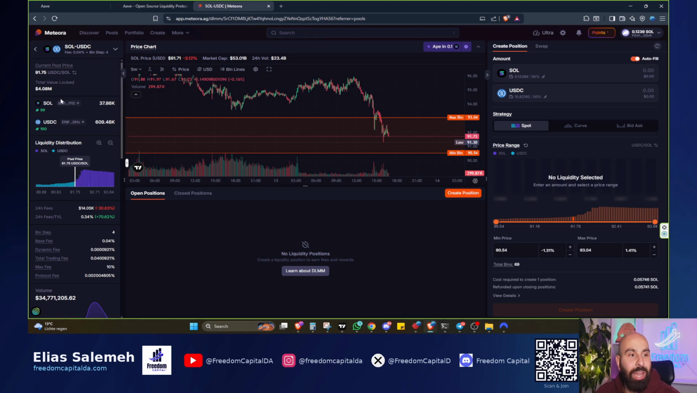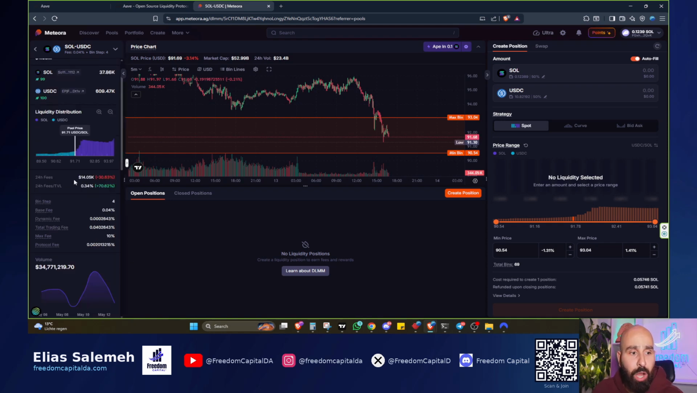On the top left here, you have a dashboard that shows you the current price of the pool, or the current price of the token. In this case, we are in the Solana USDC pool. So the price of Solana is currently sitting at $91.75. Total value locked is 4 million. This is how the liquidity is distributed. So you can clearly see that there is a lot of liquidity on Solana sitting at $92 and above, while there is barely any liquidity sitting below that price range.